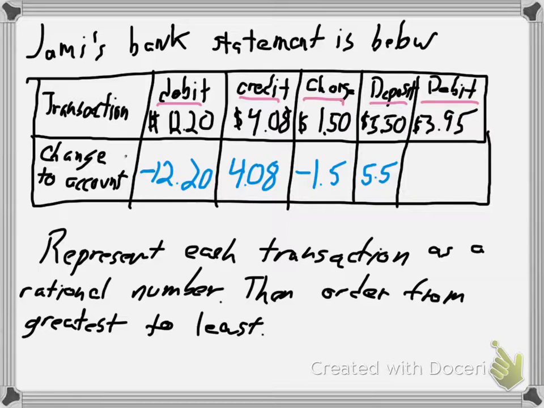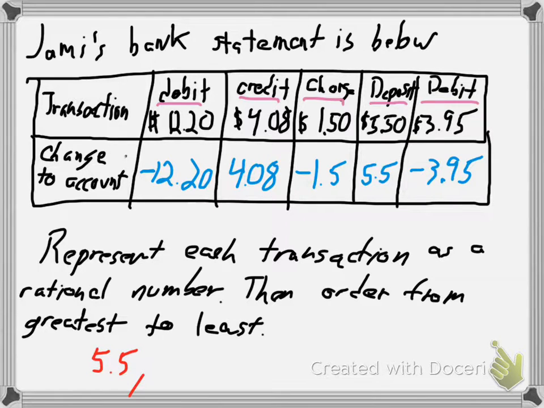And then the last thing is a debit. Again, we said debit is like debt, you're being taken away, so minus 3.95. Okay, there's all of our numbers. Now I want to order these numbers from greatest to least. So our greatest number is going to be the positive number farthest away from 0 on a number line. So the number farthest to the right on a number line would be 5.5.